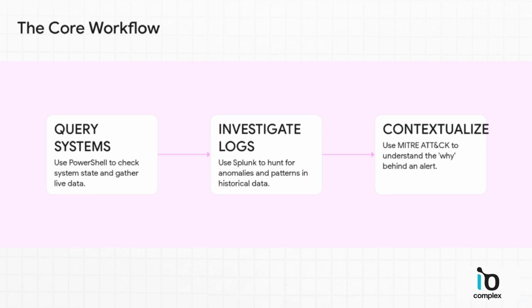Step 2, you pivot to Splunk. What's the history here? What led up to this? And finally, step 3, you reference MITRE ATT&CK. What was the attacker trying to achieve? What's the bigger picture? Query, investigate, contextualize. That's the loop. And that's really it.